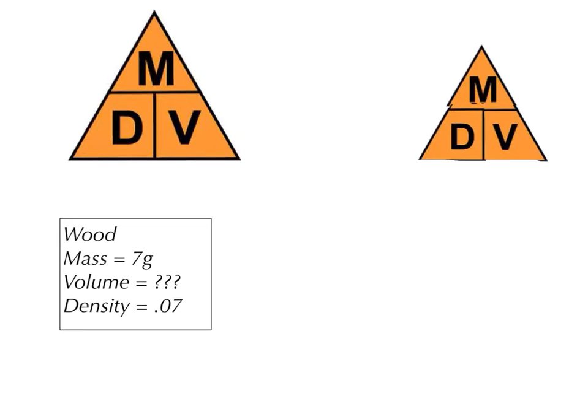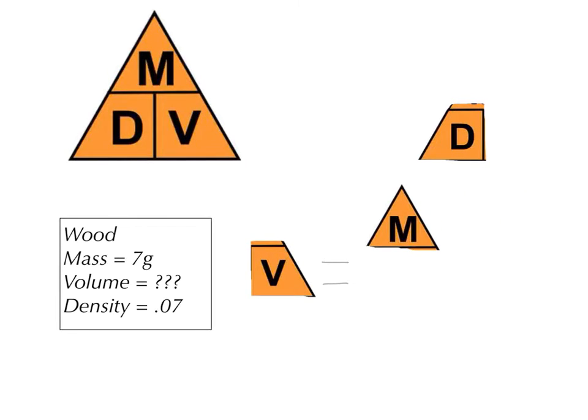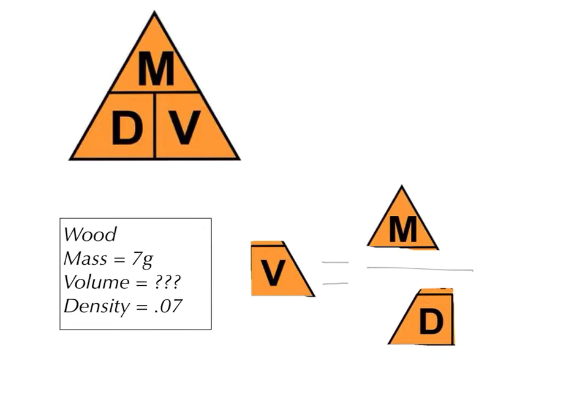Now in this problem, we have to find the volume of the wood. To do that, we do V equals M divided by D. And this, in other words, is volume equals mass divided by density.